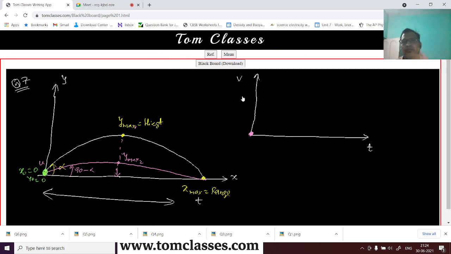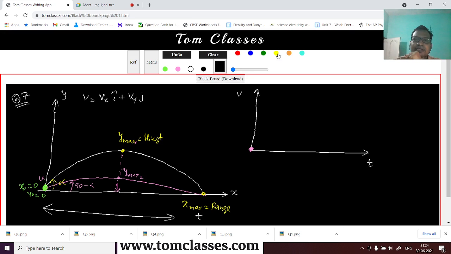Now the velocity vector will be given by Vx i plus Vy j. Vx is always u cos alpha, or you can say u cos (90 minus alpha). That is the x component. And the Vy component is going to be u sin alpha minus gt, for time t.